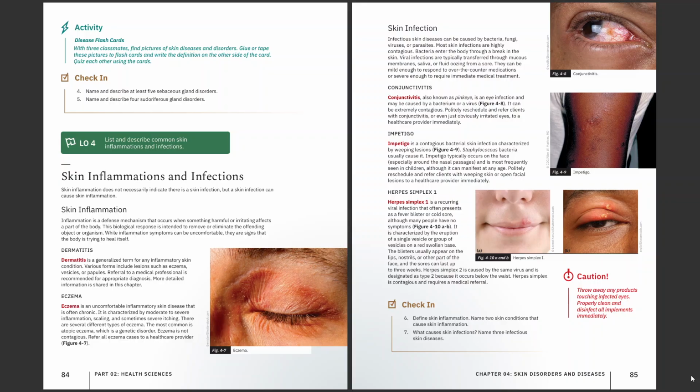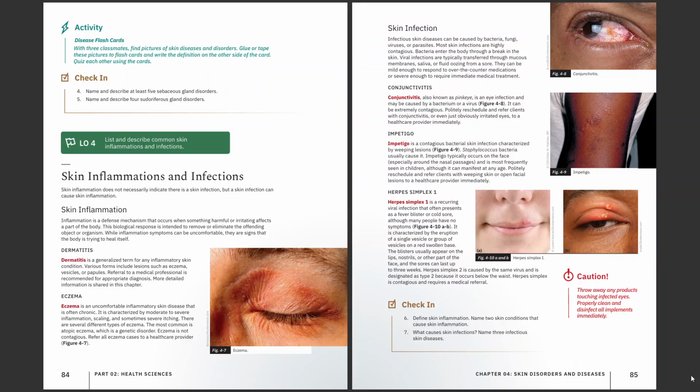Dermatitis. Dermatitis is a generalized term for an inflammatory skin condition. Various forms include lesions such as eczema, vesicles, or papules. Referral to a medical professional is recommended for appropriate diagnosis. More detailed information is shared in this chapter.